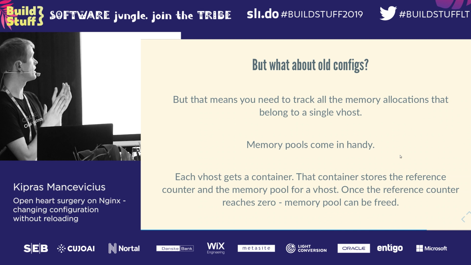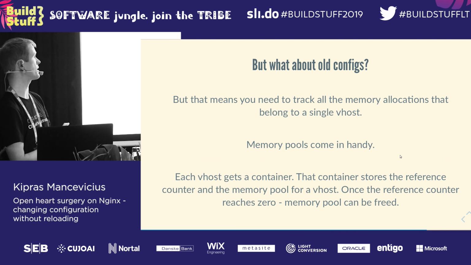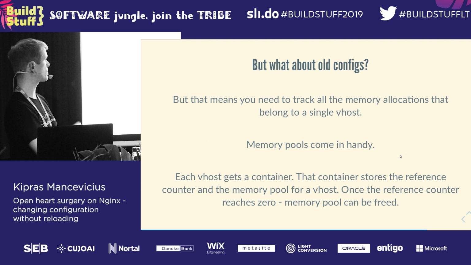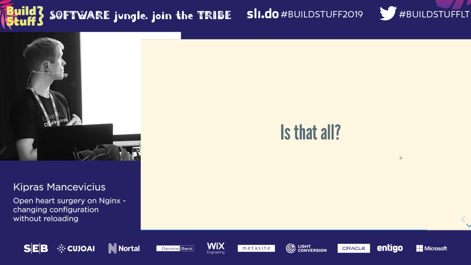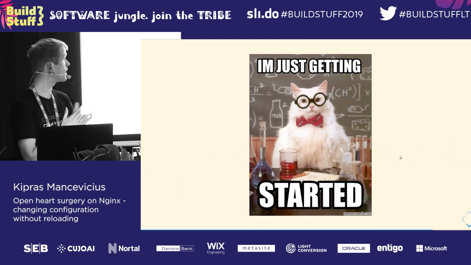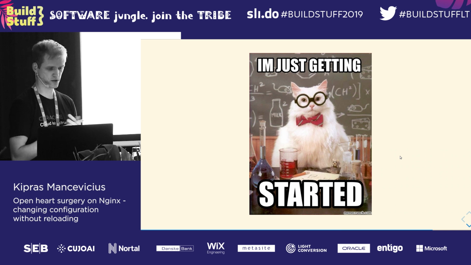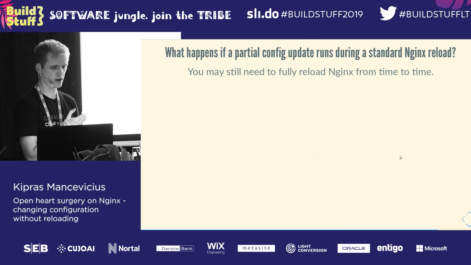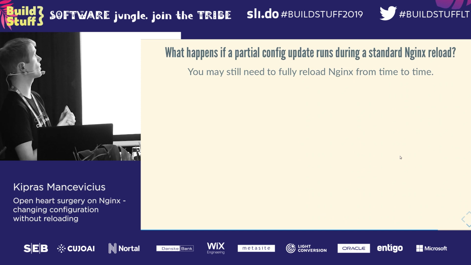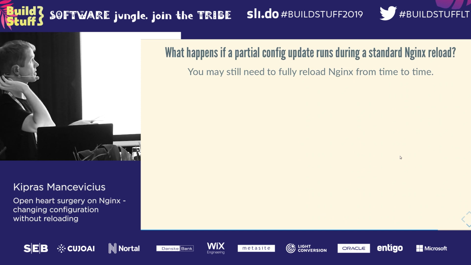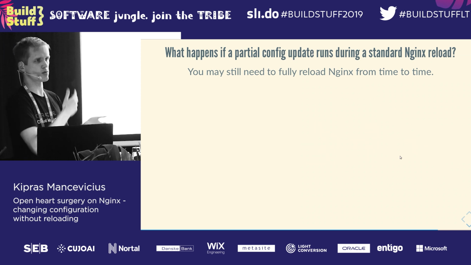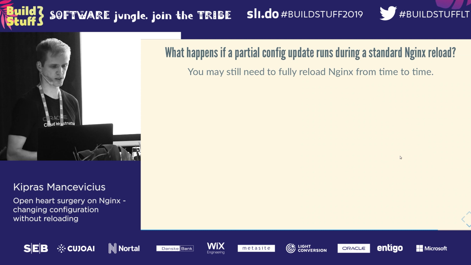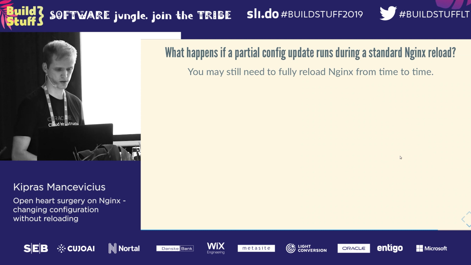So in this case, every virtual host, the config that we want to update, gets a container. Container has a reference counter and a memory pool; when the reference counter reaches 0, the memory pool can be freed, right? So is that it? Well, no, that's just kind of the first part. There's way more tricky things. So one of the things that can go wrong is what happens if you have a standard reload and a partial reload at the same time, because you will still need to reload, right? Most likely from time to time, some change will happen that will cause you to reload.